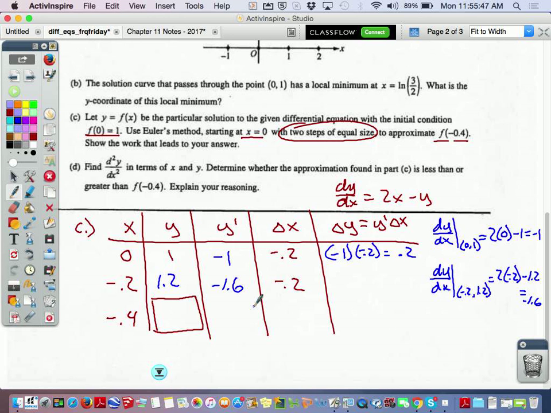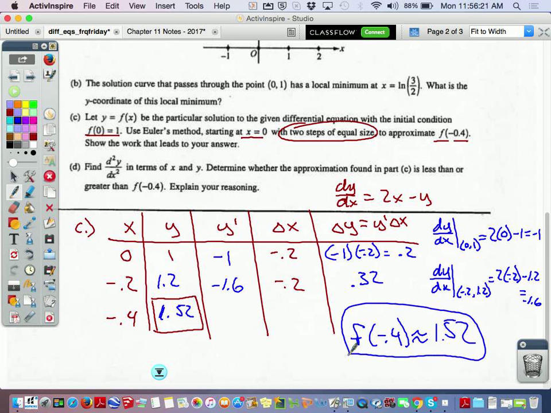And then we have to do some crazy multiplication, all of this in our heads, of course, because we don't have our calculators. Negative 1.6 times negative 0.2. Just think, 16 times 2 is 32. I move the decimal place over twice. This gives me 0.32. That gets added to 1.2 to give me 1.52, and that is my approximate solution. So f of negative 0.4 is approximately equal to 1.52.